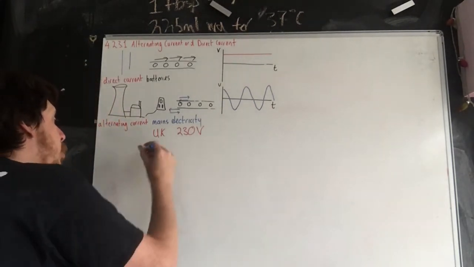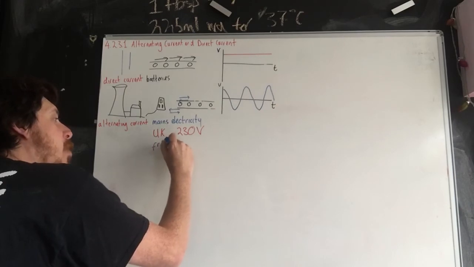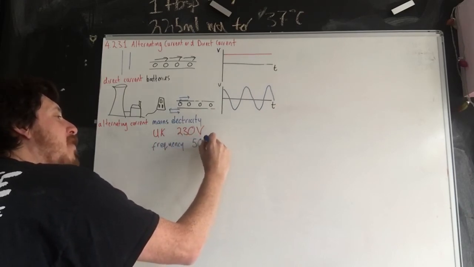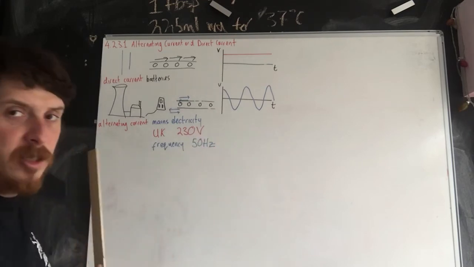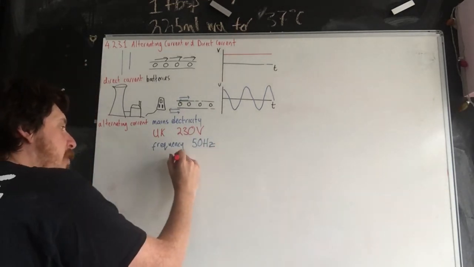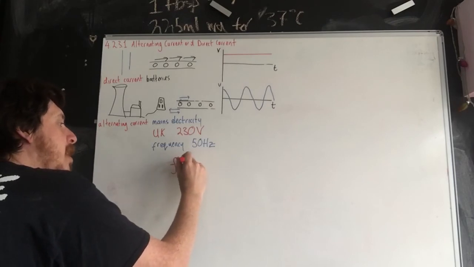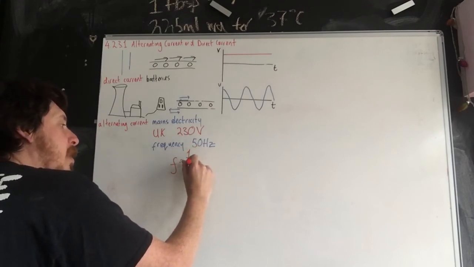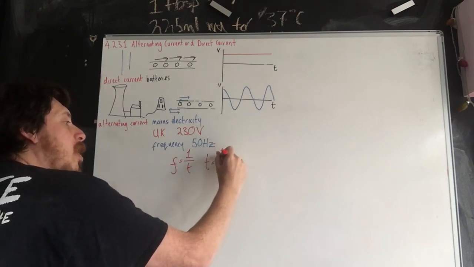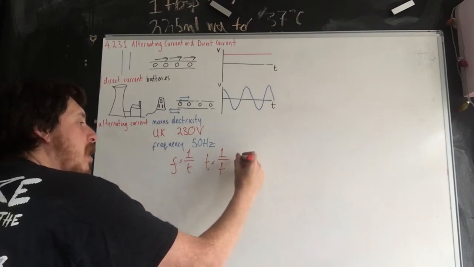The frequency, so how often do they move backwards and forwards? They move backwards and forwards 50 times a second. So we say that the frequency is 50 hertz. So 50 times a second. Time is 1 divided by frequency.